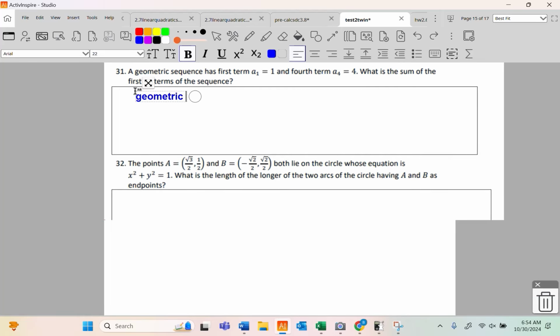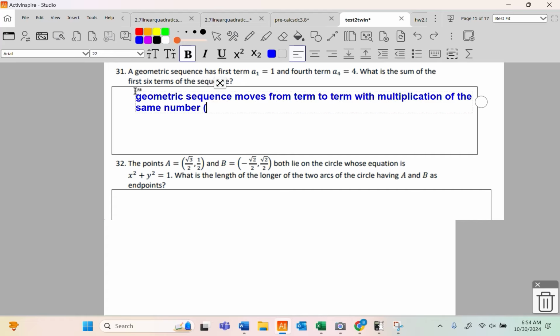But a geometric sequence moves from term to term with multiplication of the same number, and it's called r. And the nth term of a geometric sequence, called a sub n, is the first term, a sub 1, times r raised to the n minus 1. I don't even know if we need this formula for this, but anyways, that's just stuff about it. But here's what I know. I know the first term is 1 and the fourth term is 4.